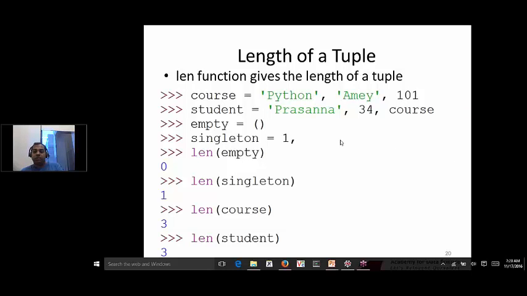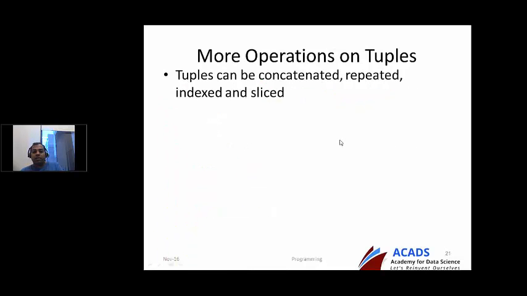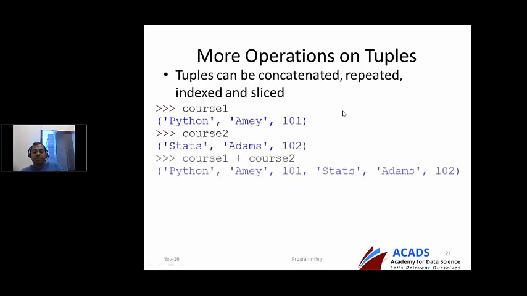Okay, so we'll move forward then. Just like strings, because tuples are also sequences, they can be concatenated, repeated, indexed and sliced. So there is one question: is a tuple immutable? Yes, a tuple is immutable. You cannot change the contents of a tuple, and we will discuss it in detail once we finish lists. Okay, so here are some examples.